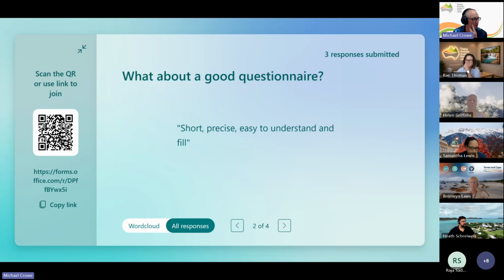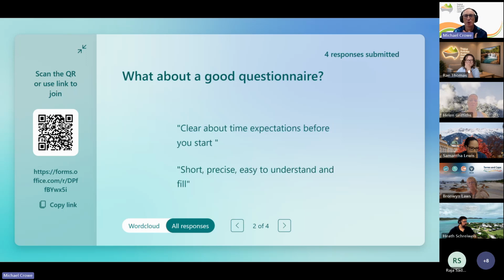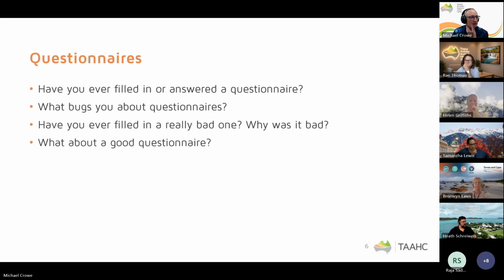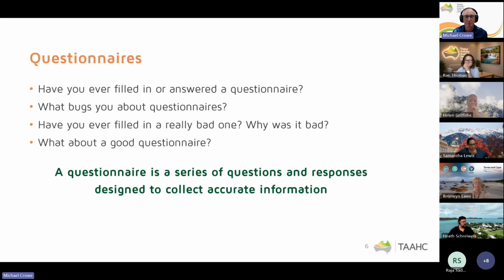Well, besides short and precise, which is good, easy to understand and fill in are always good things. And that's one of the things you need to remember when you're doing your own questionnaires: your own experience with them, and trying to make sure that you don't replicate the bad ones, that you're only replicating the good ones.